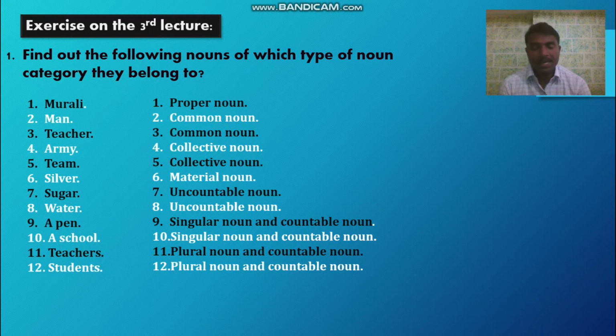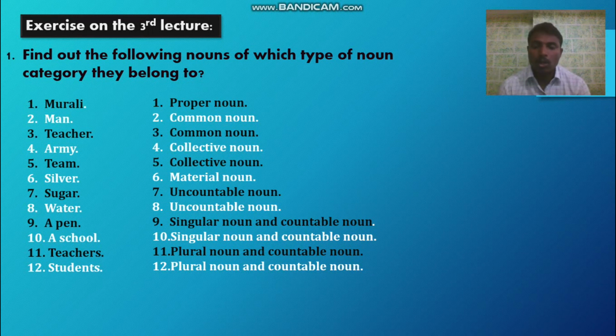And silver is a material noun because silver is matter and substance. And sugar is an uncountable noun because we can't count how much sugar we have. And water is also an uncountable noun because we can't count how many drops of water are in a bottle. And a pen is a singular noun and countable noun because we are talking about only one pen, and that one pen can be counted with numbers. So a pen is a singular noun and countable noun.